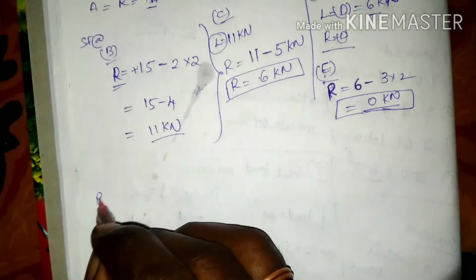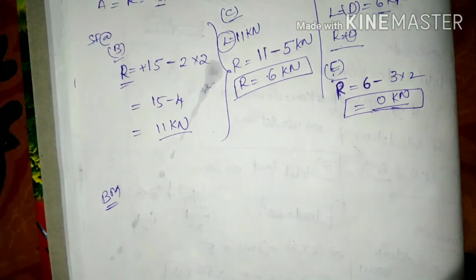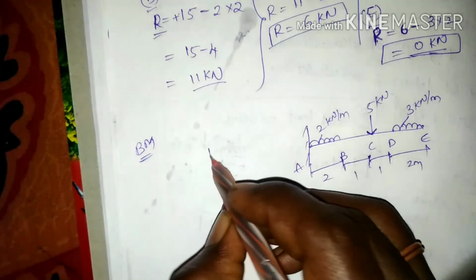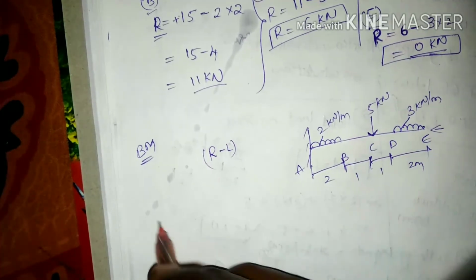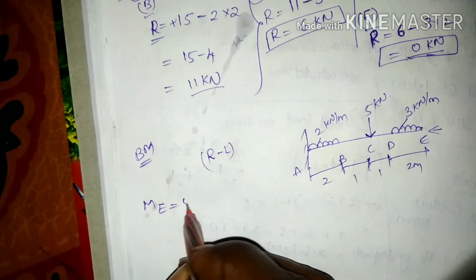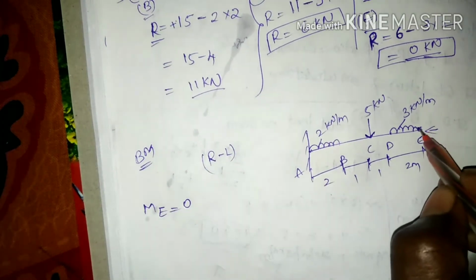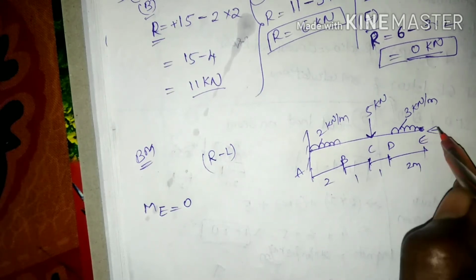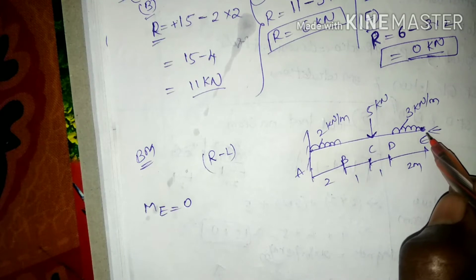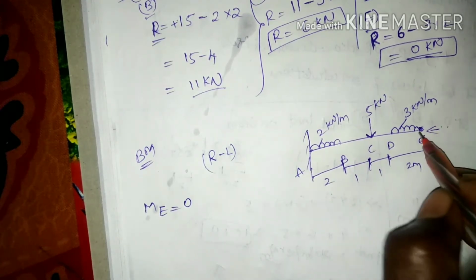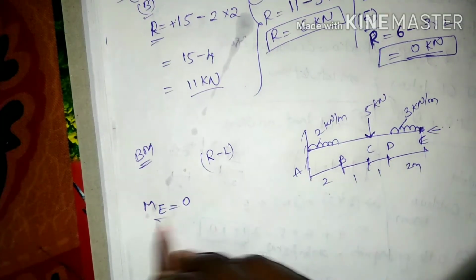Next, bending moment calculations. For the bending moment calculations, I am going to take from right to left. I am coming from the right to left, so the moment about E is going to be 0, because if I take the moment about E, looking from the right side, there are no forces on the right side of E, so it is going to be 0.